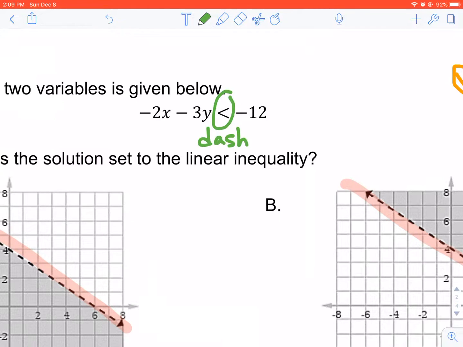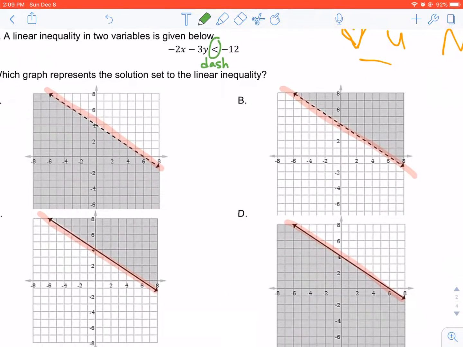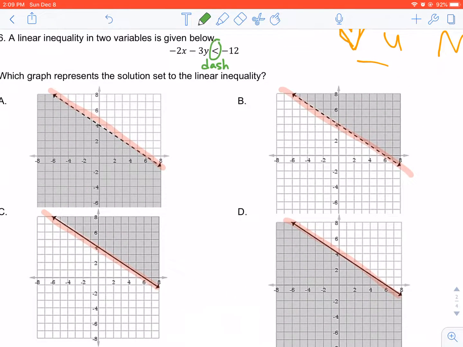We know that it's dashed because the ones that are solid have the "or equal to" under it. So automatically choice C is out, choice D is out, and it's between these two. The next one is the shading. So are we shading up or down? For this particular question, we cannot see which way we're shading because it's not in y equals.